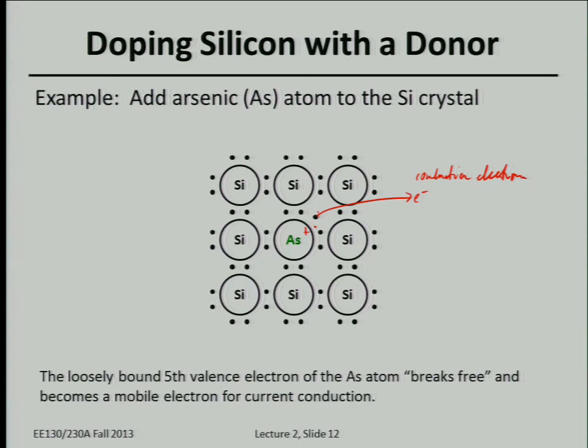Okay? But the ion that donates an electron is not mobile. It's actually fixed in the lattice, right? It's bound to its four nearest neighbors. So you have immobile positive charge and a mobile negative charge that can move around to contribute to conduction. The arsenic does not contribute to conduction directly. Okay?